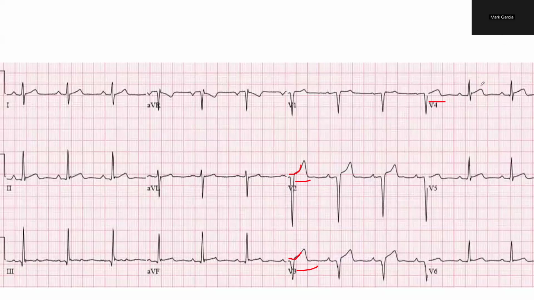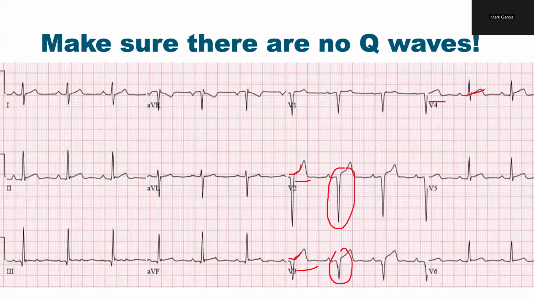However, if you look here, that looks a little bit straighter in terms of ST elevation. And the biggest obvious clue to this not being benign early repolarization is that you have really obvious Q waves. Look at those massive Q waves. So this is obviously not benign early repolarization. This person ended up going to the cath lab and having a 95% occlusion of the LAD. So make sure that there's no Q waves is my point.